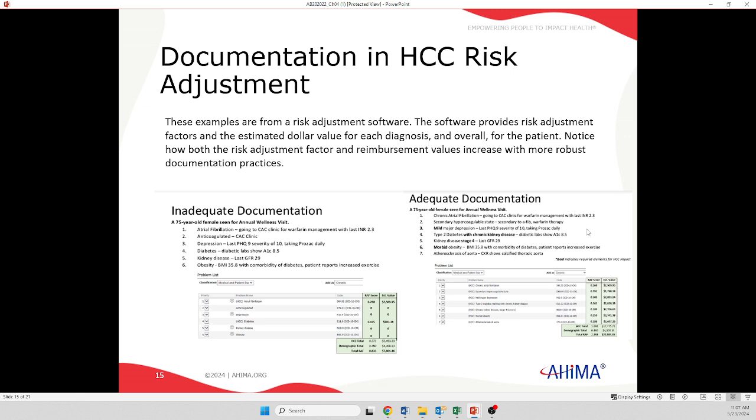So again, these are just some pictures that show how they have the documentation and the computer software, the risk adjustment software, where they put those codes in, and it actually determines what that amount is and what that number is for the HCC. You put in the code and it determines the HCC amount.